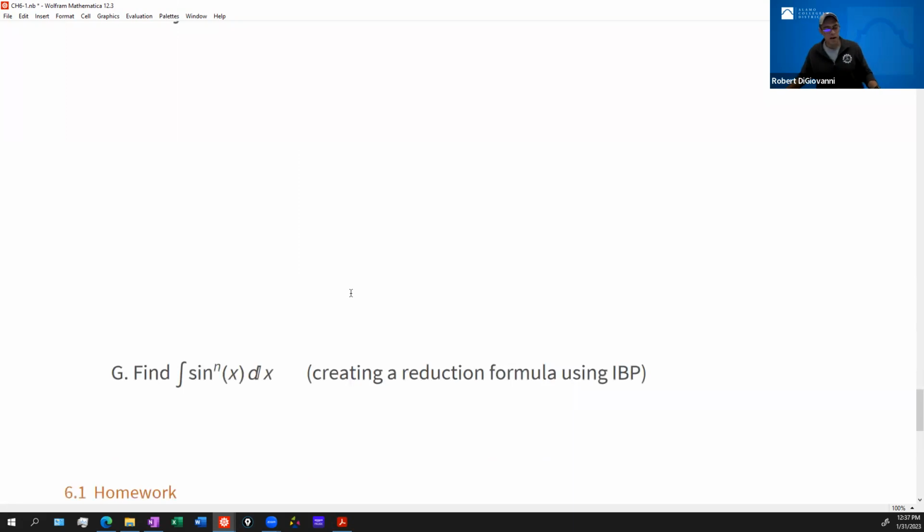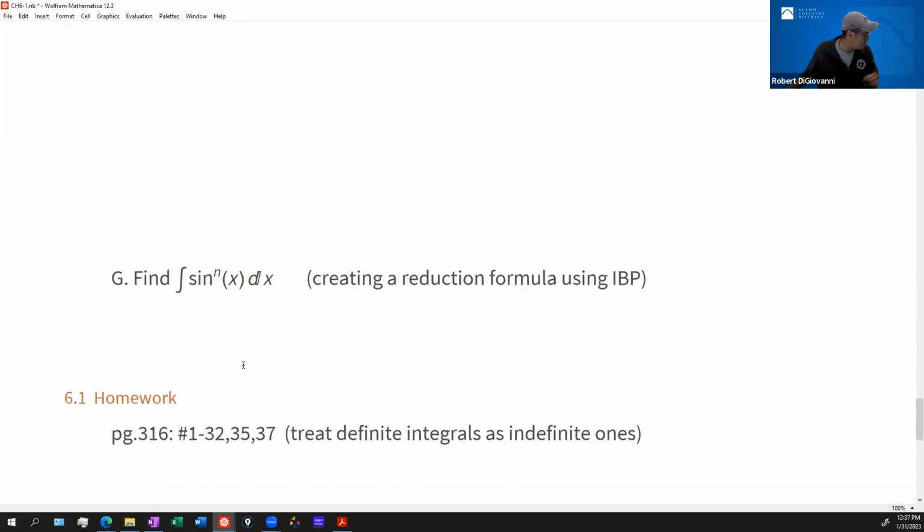Okay, I don't have enough time to do the next one, the reduction formula. I'll pick that up a week from today. We have our exam. Remember, the good news is that these types of integration by parts problems will not be on the exam. The bad news is that they will be on the next exam, along with all the other techniques that we haven't done yet.